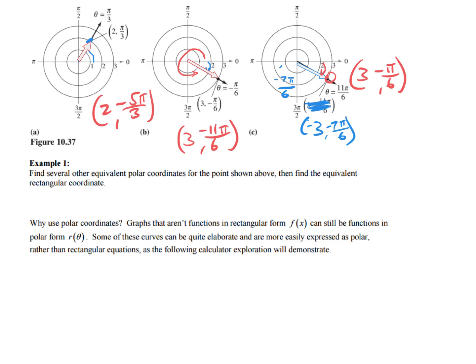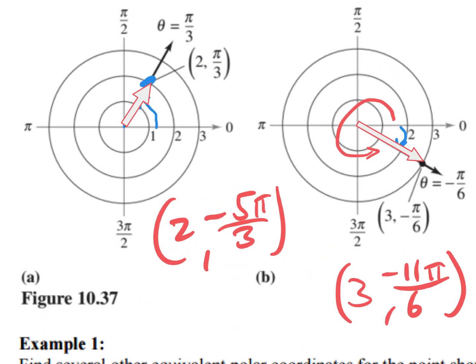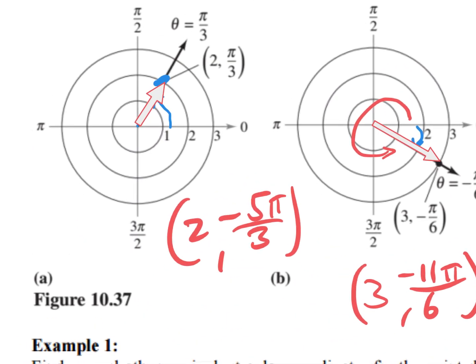Now, each of these has an x-coordinate as well. How do we locate that x-coordinate? We're going to locate it by making some triangles. If we take a triangle here with the angle pi over 3, which is 60 degrees, we know the hypotenuse is 2. This is our x, and this is our y.